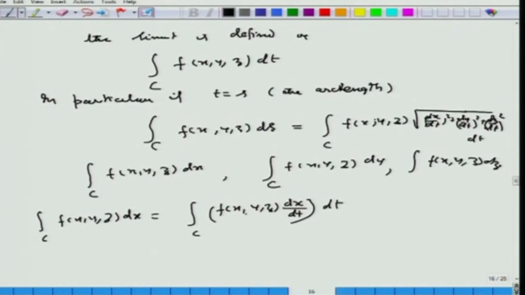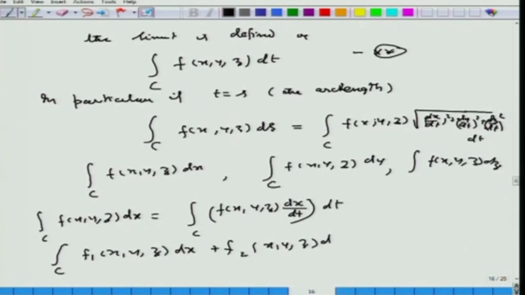So this f is actually replaced by f of x, y, z times dx by dt here, which gives this general form of line integral. These can all be treated as particular cases of the double star given here. In general, we have this form of line integral, where we have f 1 of x, y, z dx plus f 2 of x, y, z dy plus f 3 of x, y, z dz. Each of these integrals can be defined like this, and each is the sum of the respective integrals with f replaced by the f i's, so this general form can be treated in the same manner.